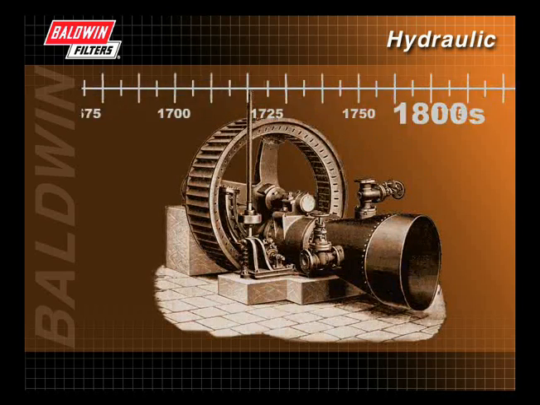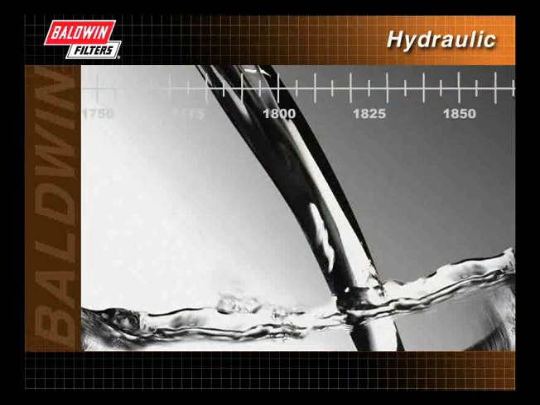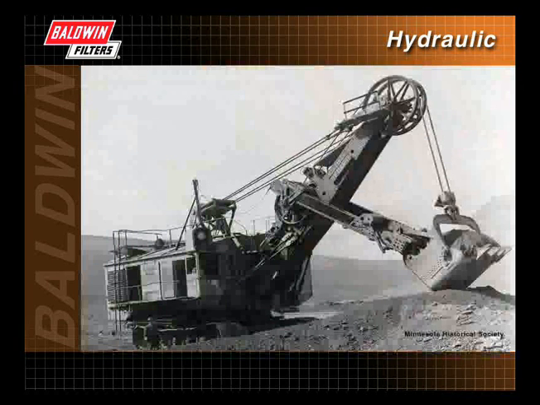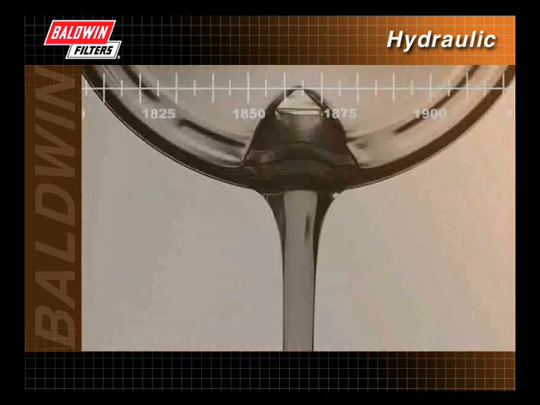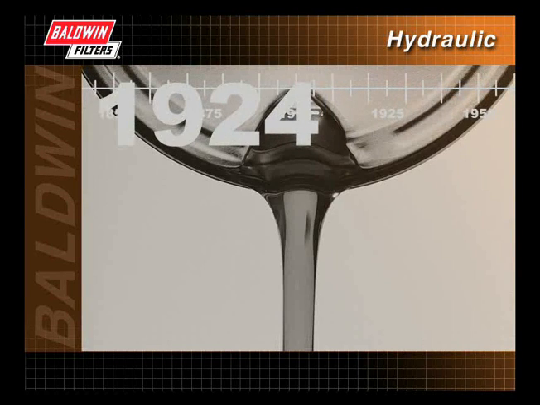However, it wasn't until the 1800s that pumps were introduced to effectively deliver high and controlled pressure. In the early 1900s, water was the hydraulic fluid used. For mobile equipment, such as earth moving, construction, hauling, and agricultural, cable and winch systems were used. Around 1924, oil hydraulics were introduced for industrial machines.